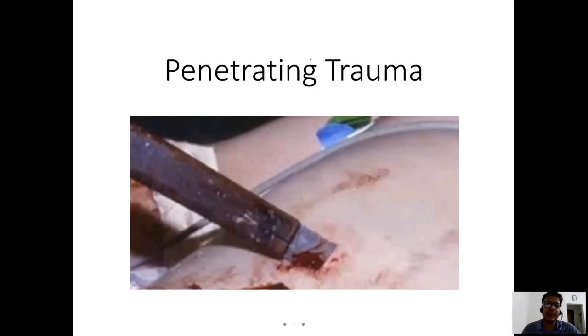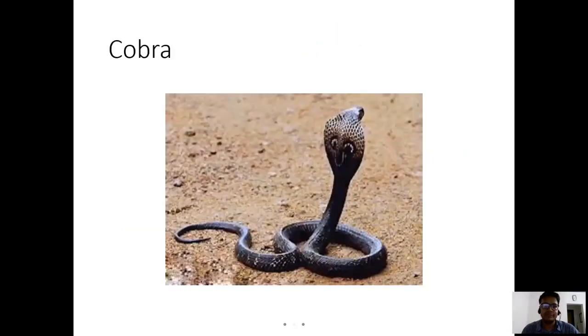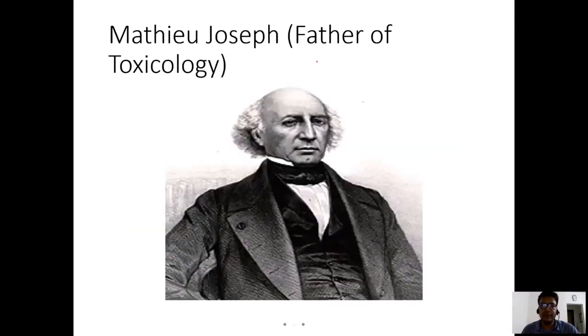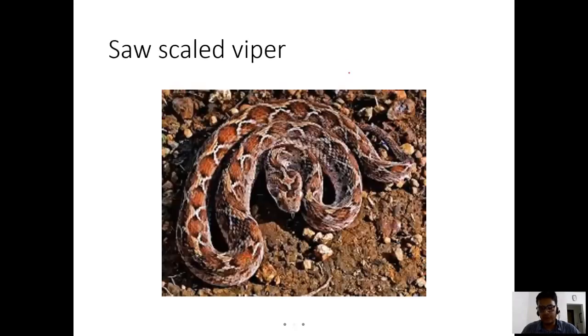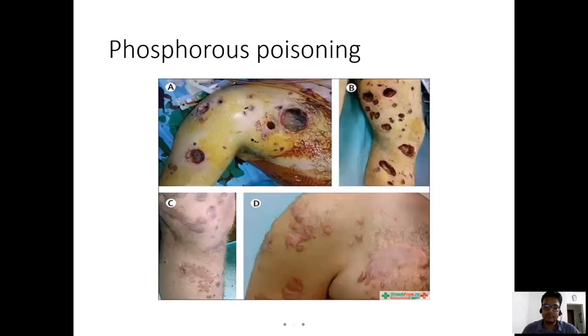This is penetrating trauma. As I told you, the most common organ injured in penetrating trauma is the liver. Cobra. This is Orfila, father of toxicology. This is saw-scaled viper. Again, you can see this is a triangular head.